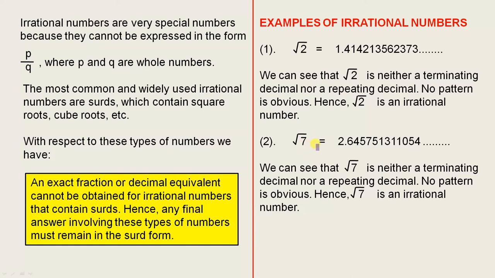In a similar manner, the square root of 7 can be approximated to this number here, continues on forever, no set pattern. We can see that the square root of 7 is neither a terminating decimal nor a repeating decimal. No pattern is obvious, hence the square root of 7 is an irrational number.